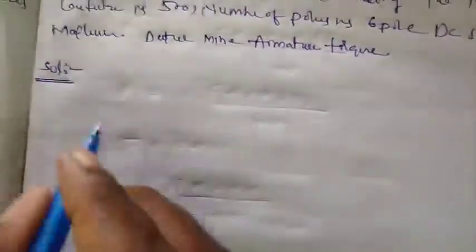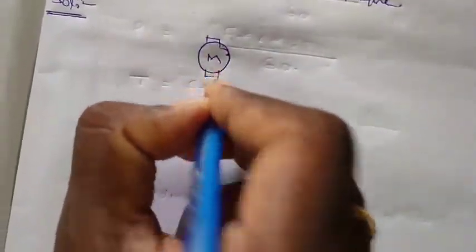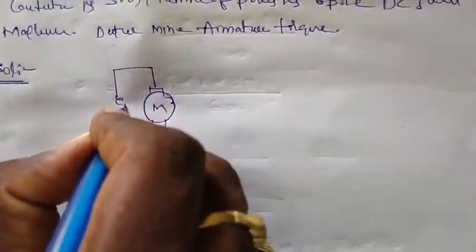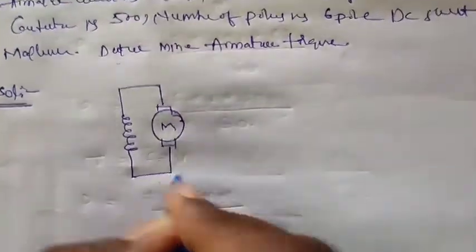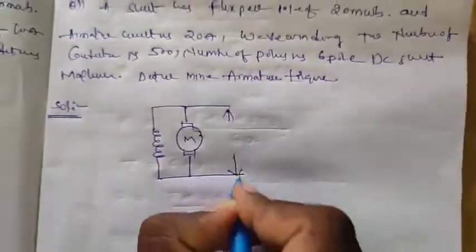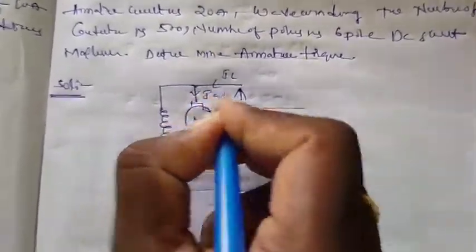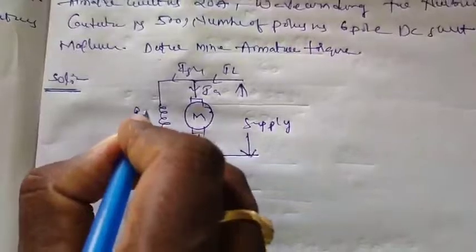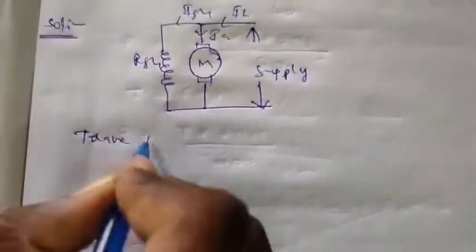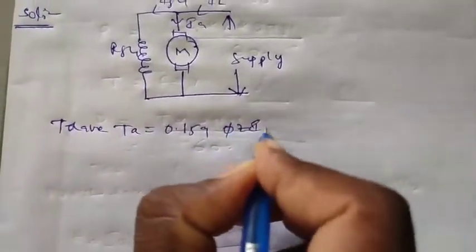So solution. Given that, what machine is given? Shunt machine. You have to give the supply. This is the line current, armature current, field current, RSH. No need of this one. So we have the formula for torque. Torque equals what? 0.159 phi Z IA into P by A.